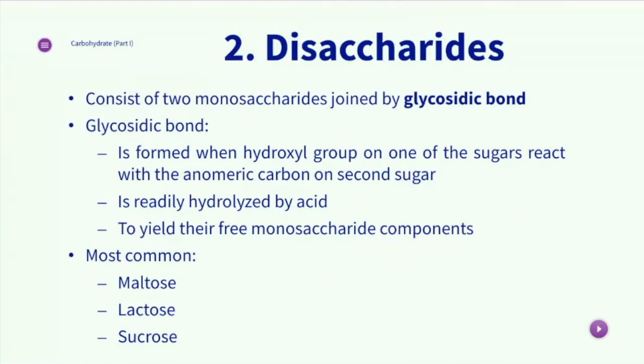Now let's move on to the second type of carbohydrate, which is the disaccharide. It consists of two monomers joined together by a glycosidic bond. It forms when a hydroxyl group on one of the sugars reacts with the anomeric carbon on the second sugar, and the linkage formed is the glycosidic bond. The most common are maltose, lactose, and sucrose.